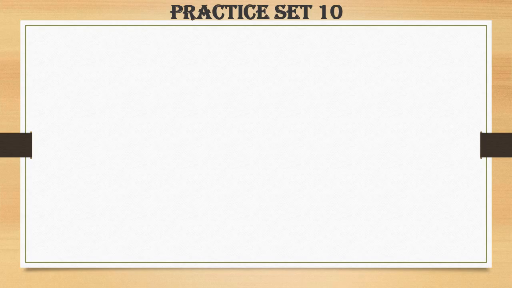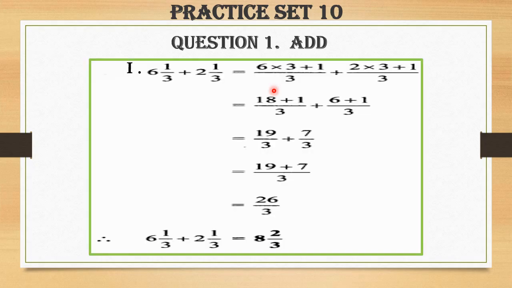Students, now we will discuss practice set 10. Question number 1. Add. First one is 6 and 1 by 3 plus 2 and 1 by 3. So 6 multiplied by 3 plus 1 upon 3 plus 2 multiplied by 3 plus 1 upon 3. So 6 threes are 18 plus 1 upon 3 plus 2 threes are 6 plus 1 upon 3.